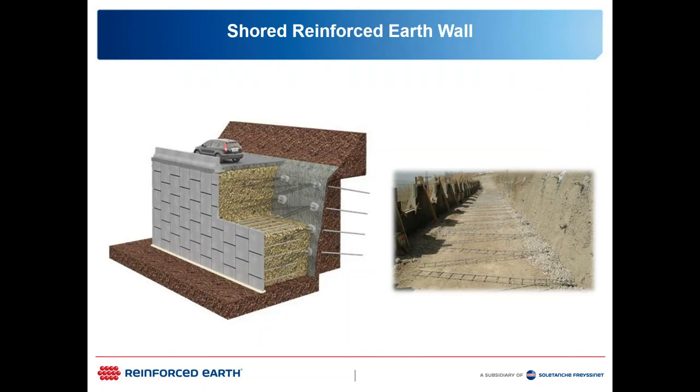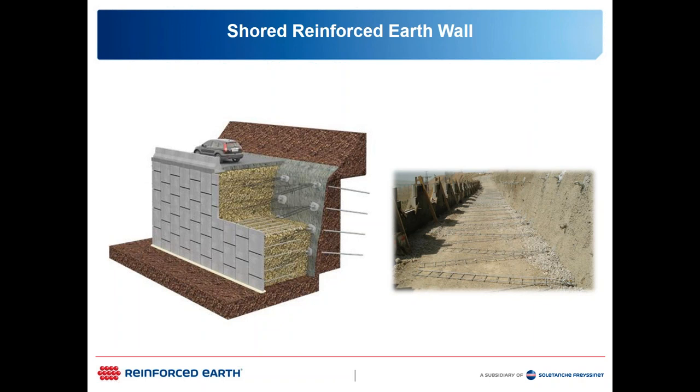Those are the most typical applications. Another application that has become more useful these days is what is known as a shored MSE wall. This is a situation where you do not have sufficient room to provide strap length that corresponds to 70% of the wall height. In this case, the cut section is maintained using soil nail walls. An MSE wall is built in front of the soil nail wall, and a connection is made between the MSE straps and the soil nail.